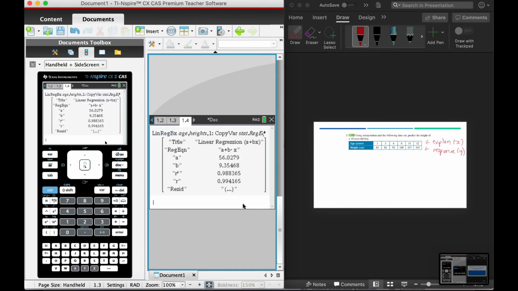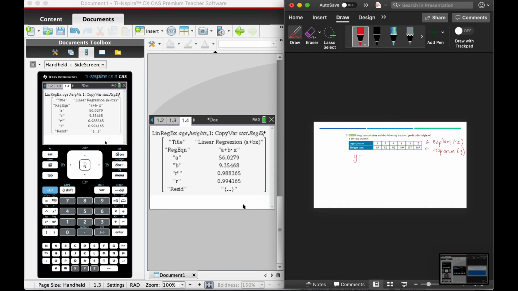This is the formula over here. So y is going to be equal to a. So a is 56.03, rounding to two decimal places, plus b, which is equal to 9.35x. Now remember, always write the variables instead. So your y was your height. So height is equal to 56.03 plus 9.35 multiplied by the age. So that is not the answer yet, but that is our equation to describe the relationship between these two variables.